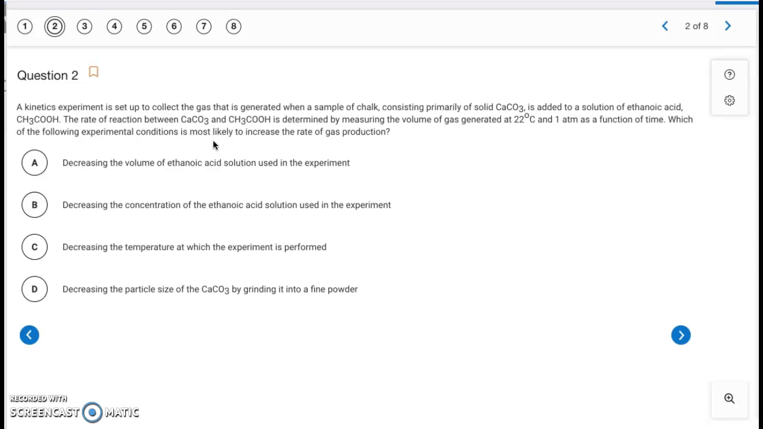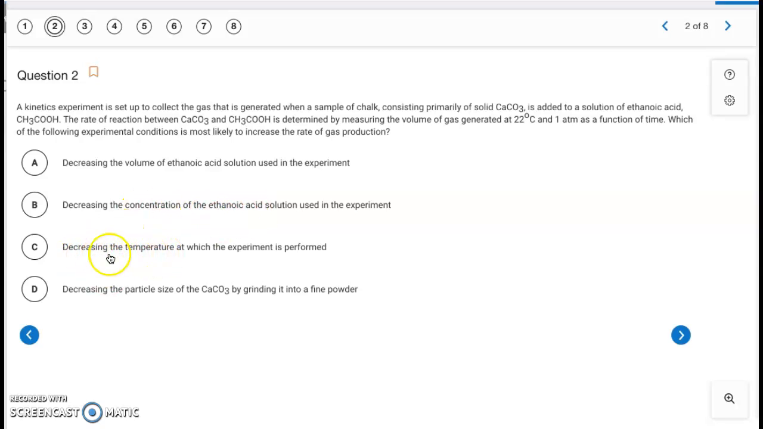All right, so this is the other concept from section 5.1, the factors that will increase the rate of a reaction. There are 4 of them that we covered in that section. So we want to see which one is going to cause more collisions and give us a faster reaction rate. Decreasing the volume of ethanoic acid solution used in the experiment? No, that's not going to be it. We want more of the reacting particles. Decreasing concentration? No, we want to increase concentration to have a faster reaction.